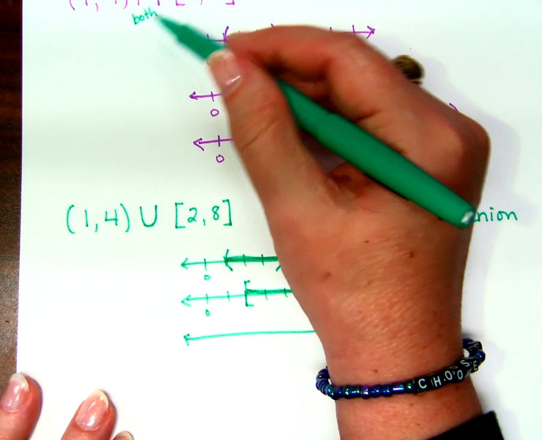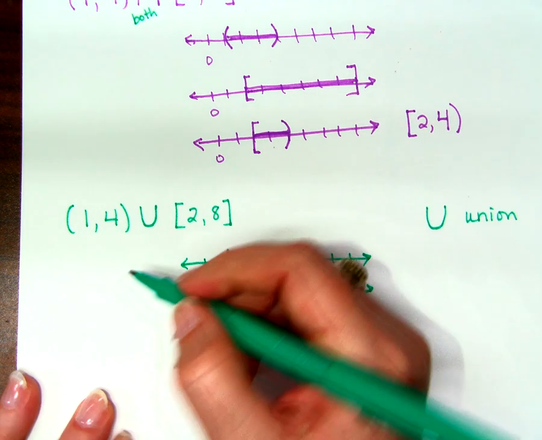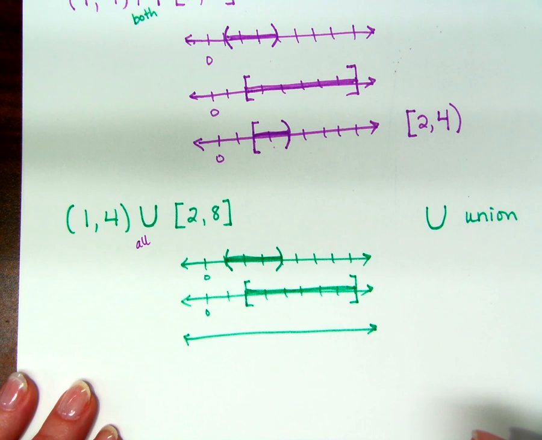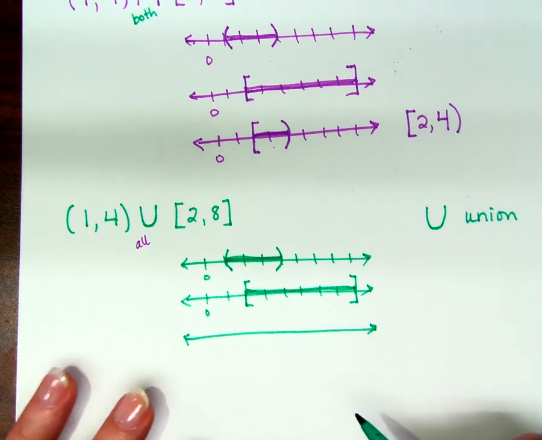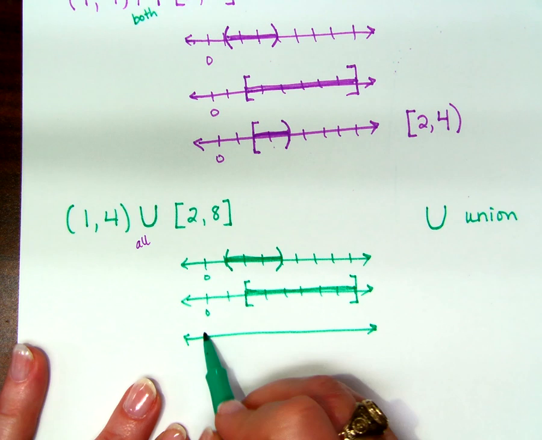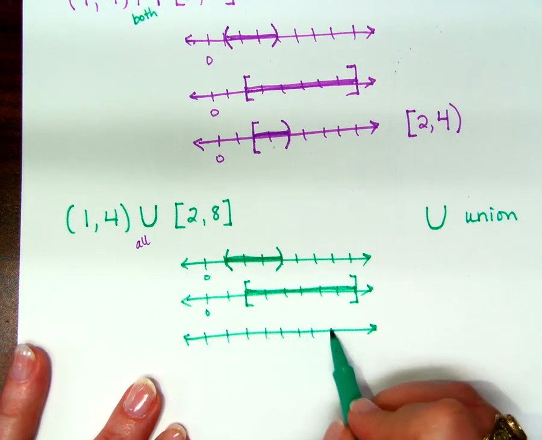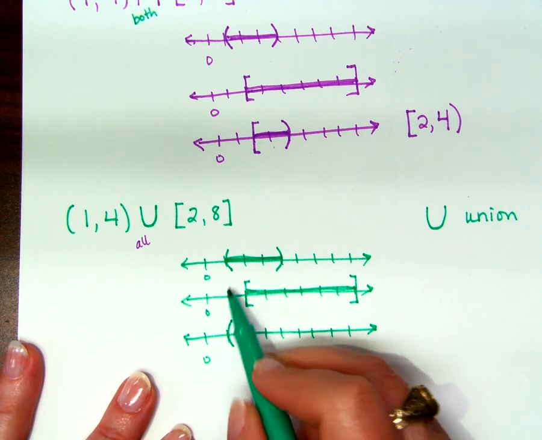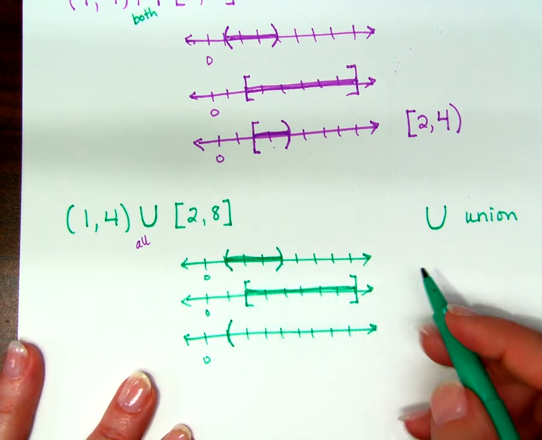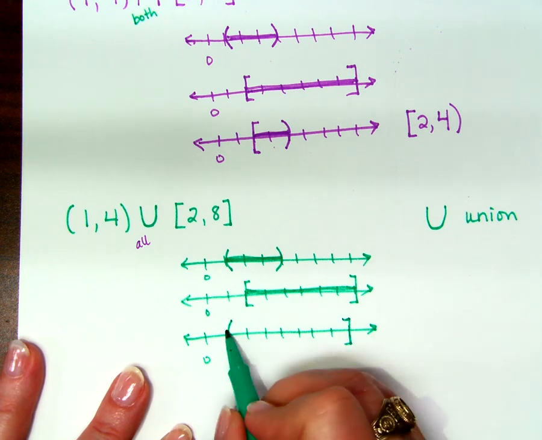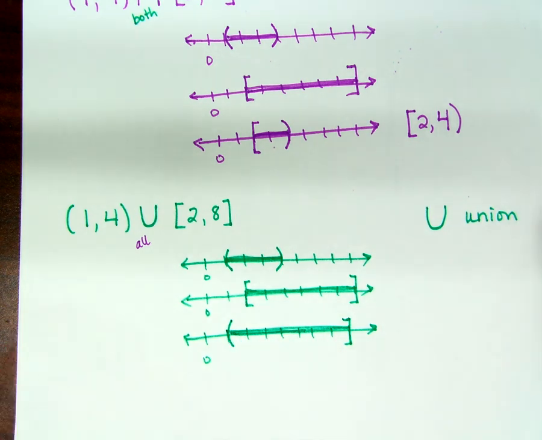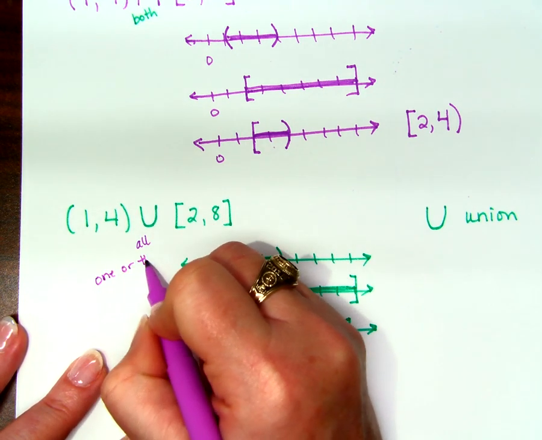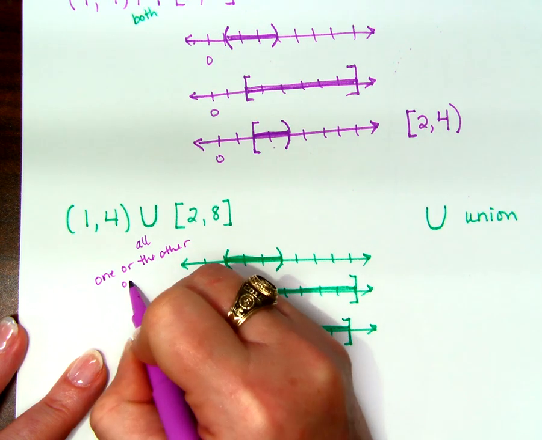So this one we said both, right? It's where they both lie, but this is more like all. It covers everything. So where does this one start? Starts at 1? Is 1 included? No. And where does it go to? 8. Is 8 included? Okay. So we said all, and really another way to think about it is one or the other or both.